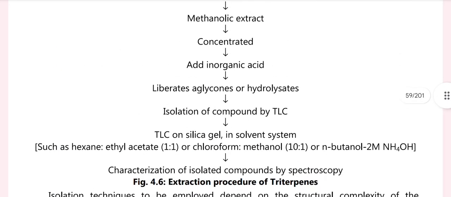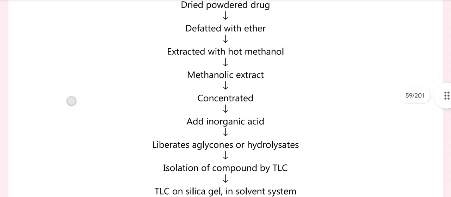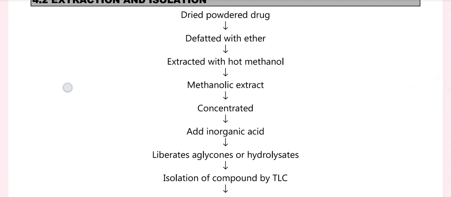The extraction procedure for triterpenes. There is a common extraction procedure, so we can remember this one. Citral and menthol are all monoterpenoids, so a kind of terpenoid, but this is only for triterpenoids. So we need to find examples for triterpenoids. The triterpenoid is glycyrrhetinic acid, the only one we have, that's all.